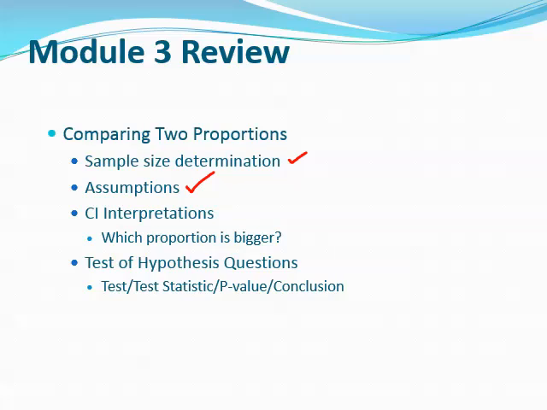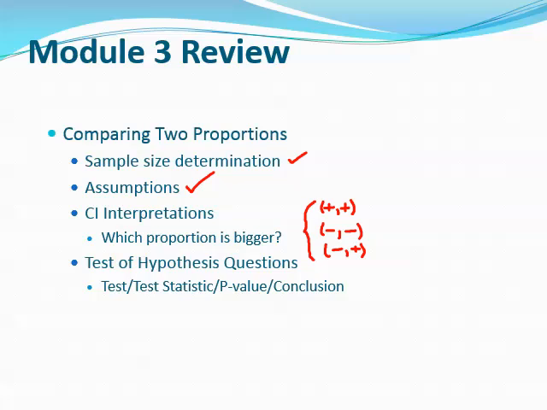Which proportion is bigger? Remember when we talked about means, we talked about the intervals. It wasn't necessarily the numbers. It was the signs attached to them. This interval here would give us a conclusion that said the first proportion is bigger than the second one. If the interval was entirely negative, the first one is less than the second one. And if we have a negative lower endpoint and a positive upper endpoint, that's where we can say at the 95% confidence level, we're not sure which proportion is bigger.